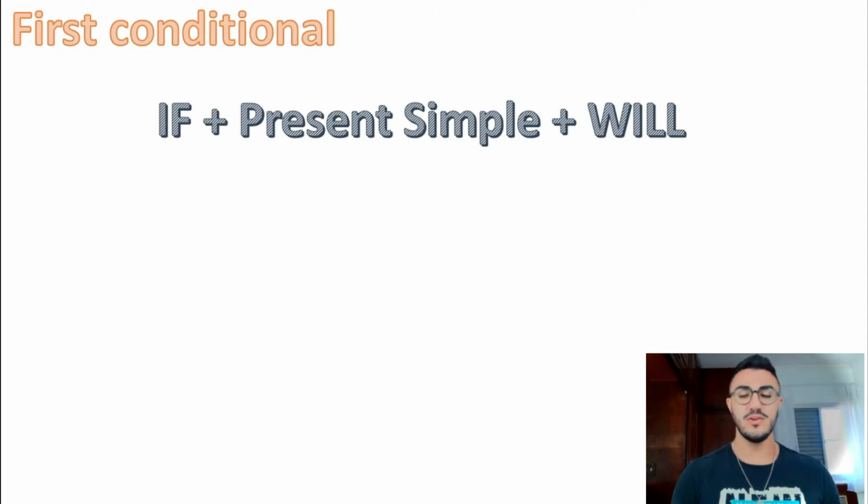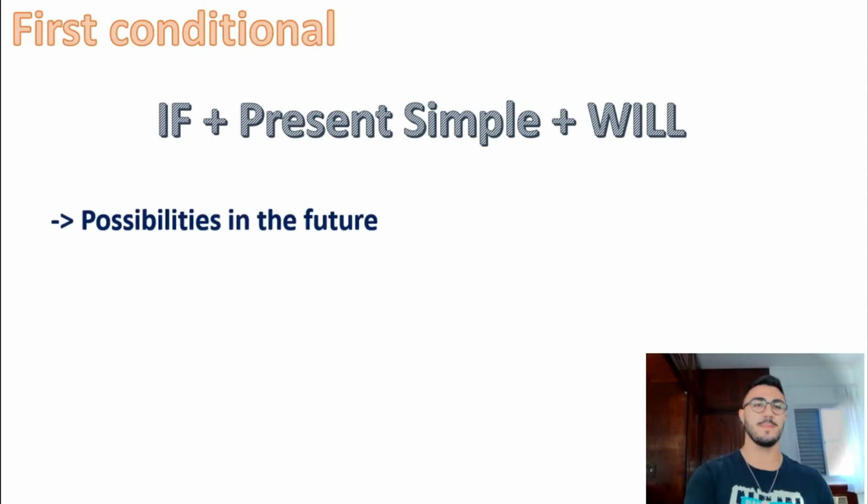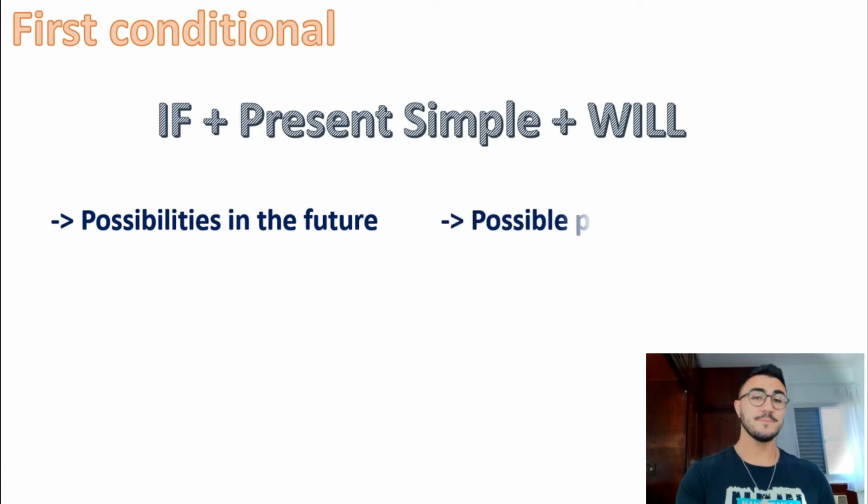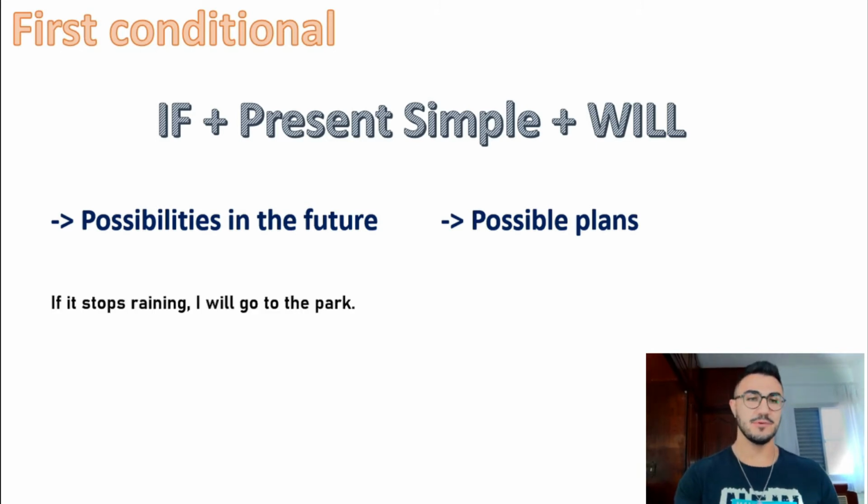Okay? When do I use first conditional? Possibilities in the future, and possible plans. Remember, possibilities in the future means that they're likely to happen. I don't know if they're real, if they're going to happen for real. Okay? I don't know, but there is a possibility. Let's see the examples.